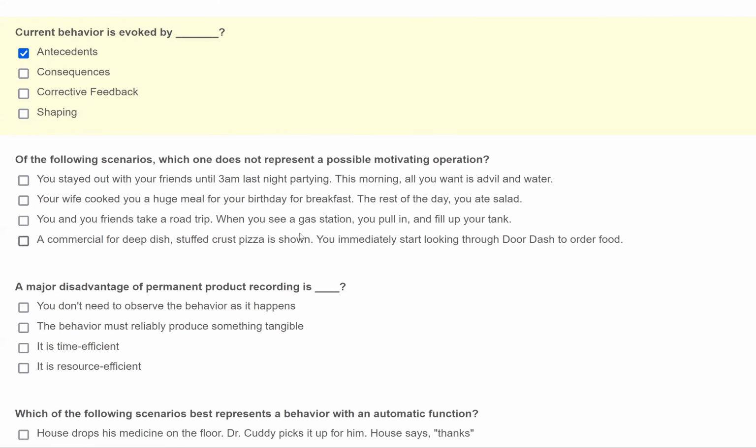Or let's say you go hours without drinking water and you exercise and you play basketball and you're out in the heat. What do you really crave? Water. Okay. So you can see how the value of something can increase or decrease. That's what we're really looking for here, right? But the question specifically asks for the scenario that does not represent a possible motivating operation, meaning 3 of these will represent a motivating operation while 1 will not.